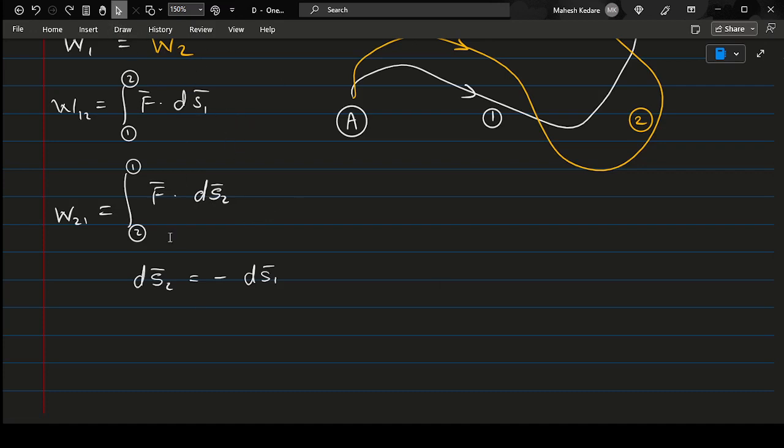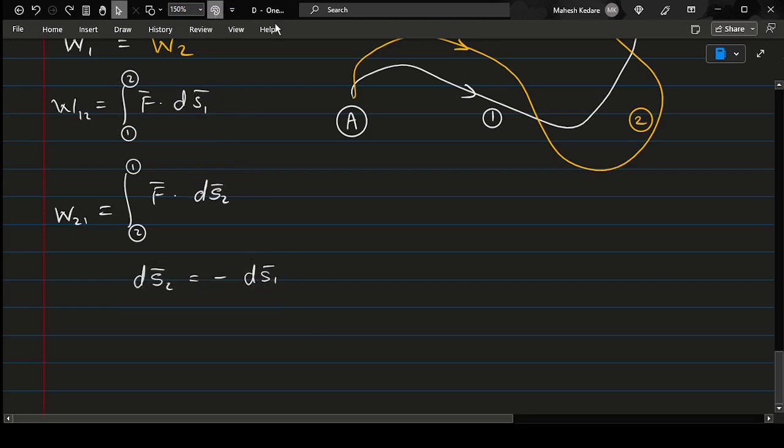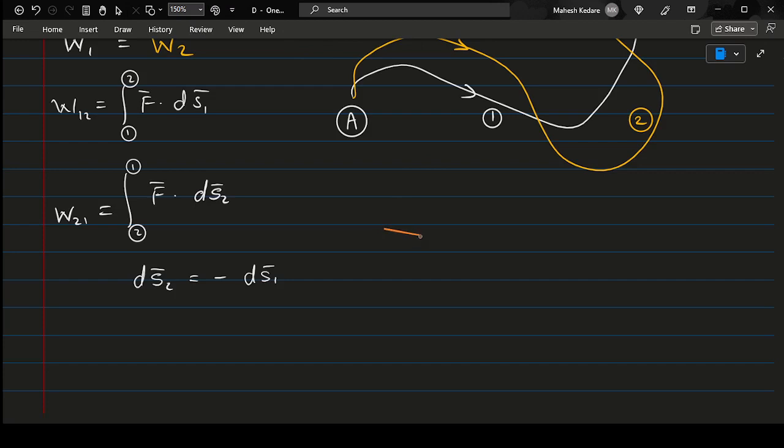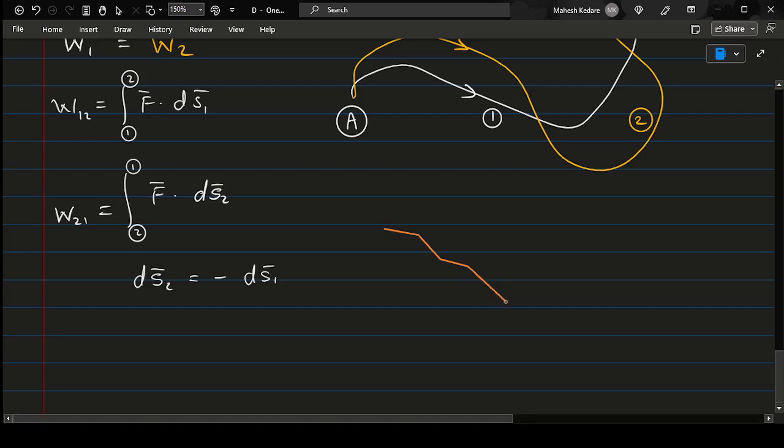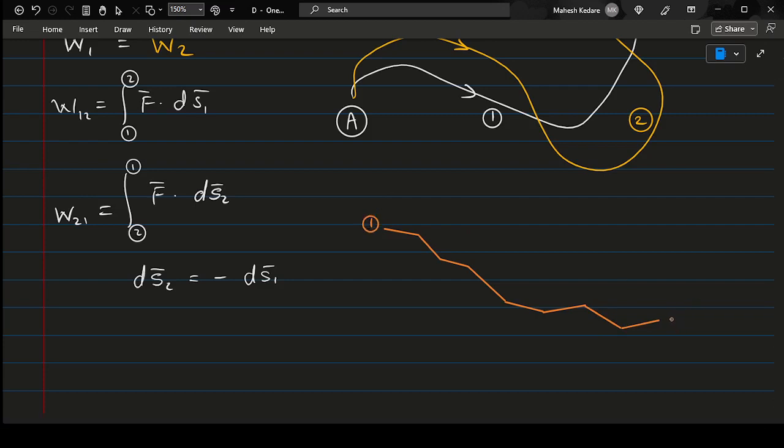Now at this point we have to look closely at these two equations. The displacements ds1 and ds2 are opposite of each other. What we are doing is taking the integration along the same path by dividing the path into very small displacement segments. So, I show those displacement segments leading from position 1 to position 2.